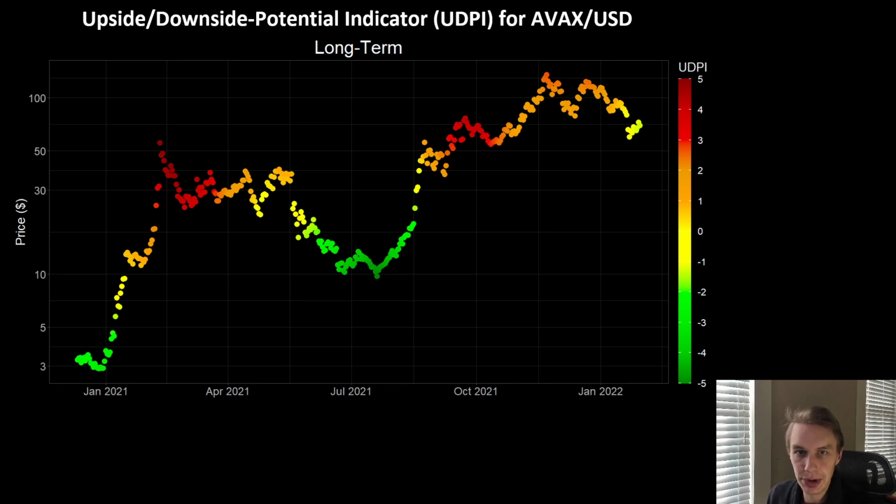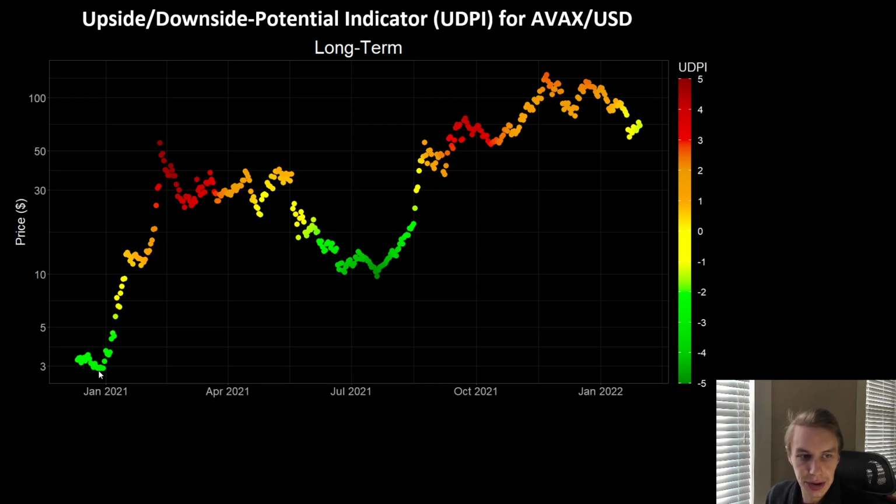So for context, I want to talk about what our risk indicator, the upside downside potential indicator, has been making of AVAX's recent price action. What I'm showing you here is the price history of AVAX over time, with each dot being a day and each day color coded based on the output of our risk indicator. So 5 is high risk, -5 is low risk.